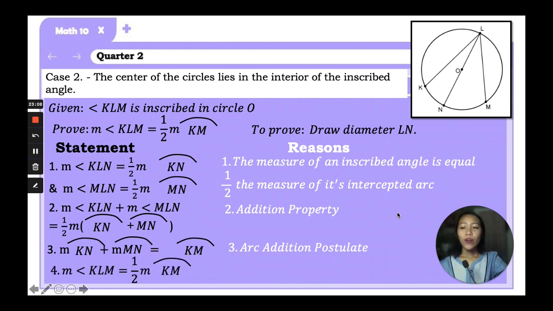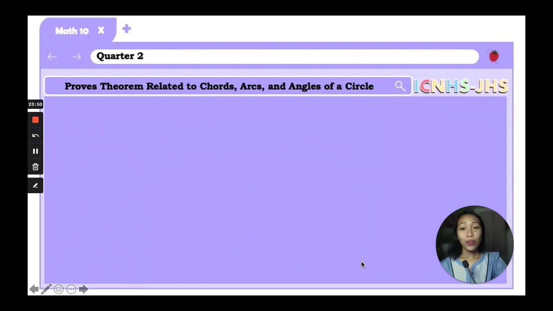Okay, that's clear. For our fourth statement, we have the measure of angle KLM is half the measure of arc KM. Where did this come from? This is by substitution. We got from the first statement down to the second, lastly to the third. Combining all these statements, we can say that the measure of angle KLM is just half the measure of arc KM. So we're done with our second case.